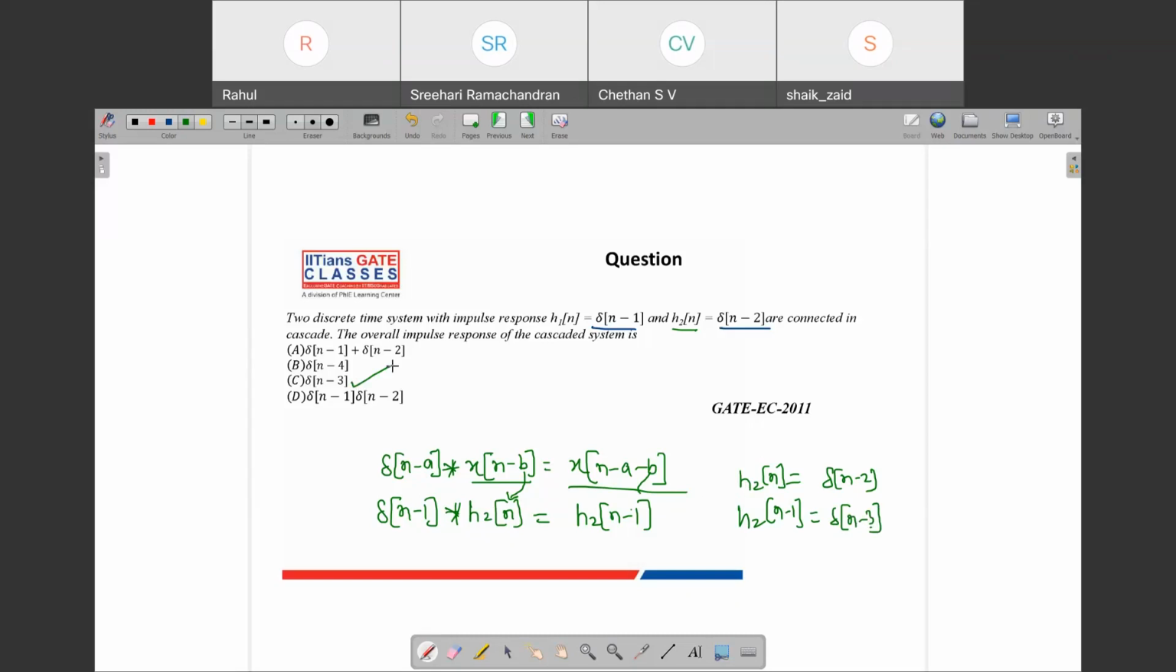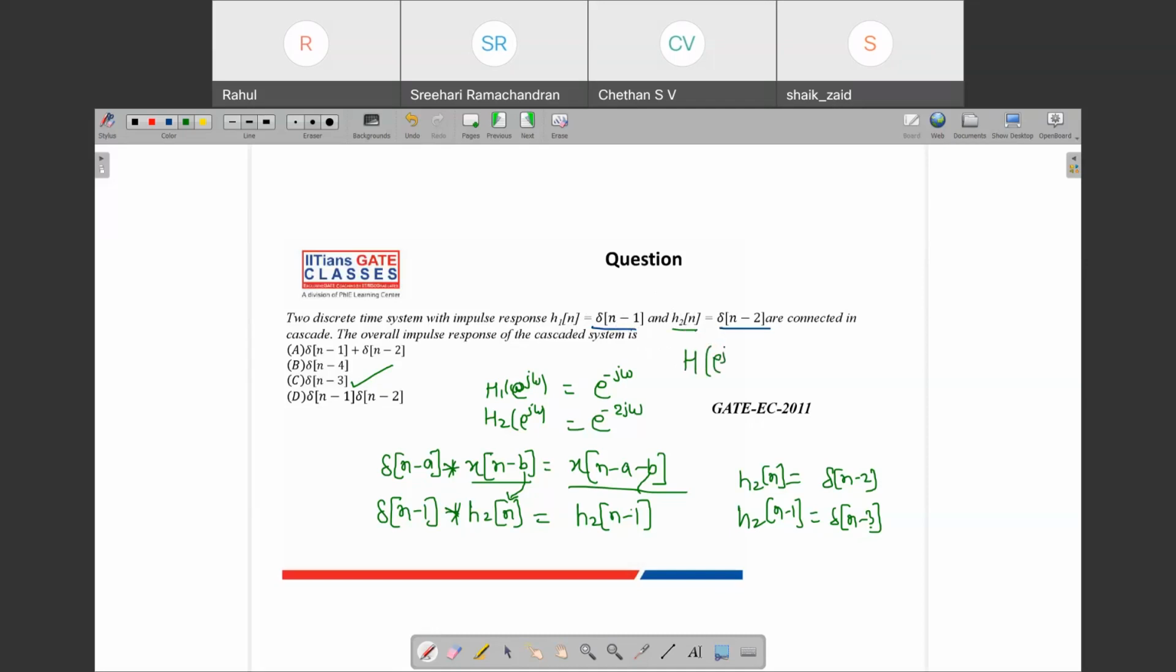Now this problem you can solve in the frequency domain also. Here you have h1 of n, which is delta n minus 1. So H1 of e to the power j omega will become e to the power minus j omega, and H2 of e to the power j omega will become e to the power minus 2j omega. Now these two systems are in cascade, so their effective impulse response is the convolution in the time domain. So in the frequency domain, it will become multiplication.